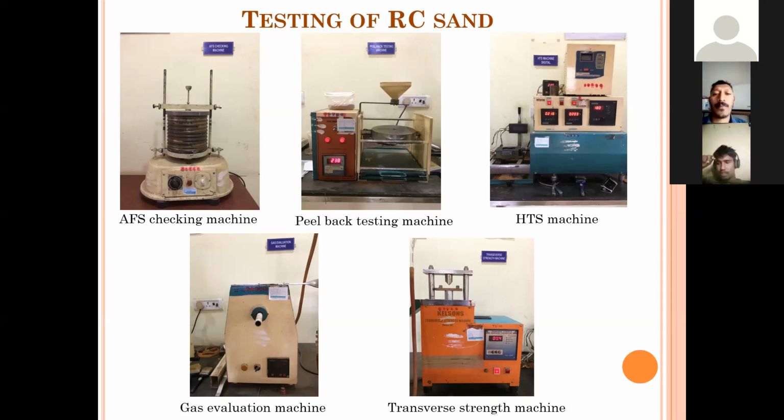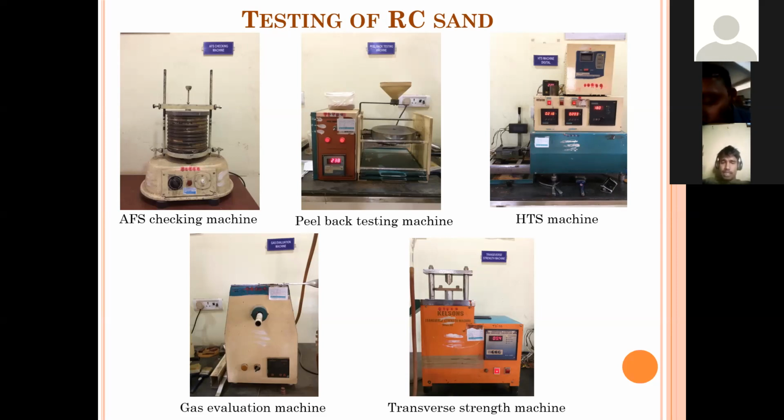Then the third one is the HTS machine. In that machine, we can check the tensile strength of the sand. We make the sand into a certain shape, fix it, then apply tensile strength, and the reading is shown in digital format.